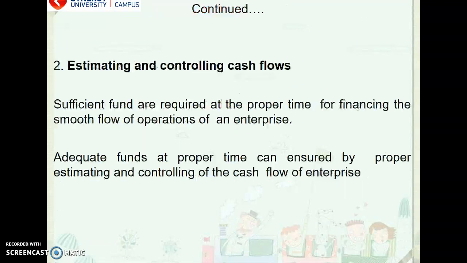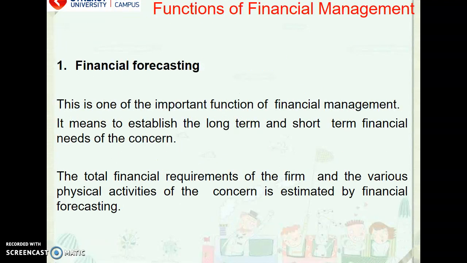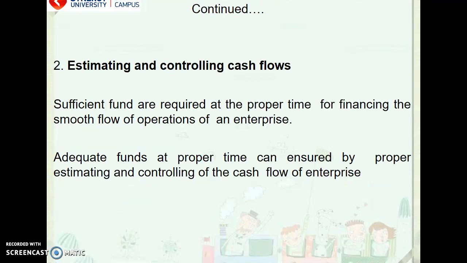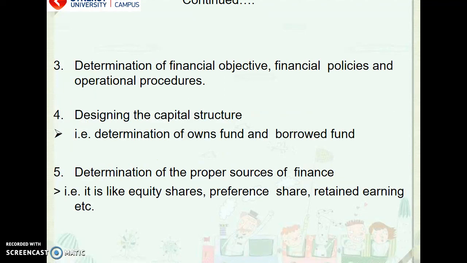And also the different functions of financial management. These include financial forecasting, which we can relate to anticipation from the 5 A's of Dr. Saxena. Also estimation and controlling of cash flows, which is still under the anticipation scope of financial management. It also involves determination of financial objectives. What are the financial policies and operational procedures of an organization?